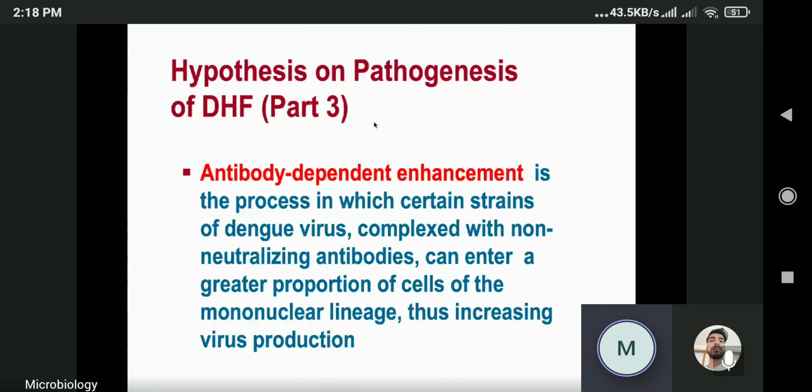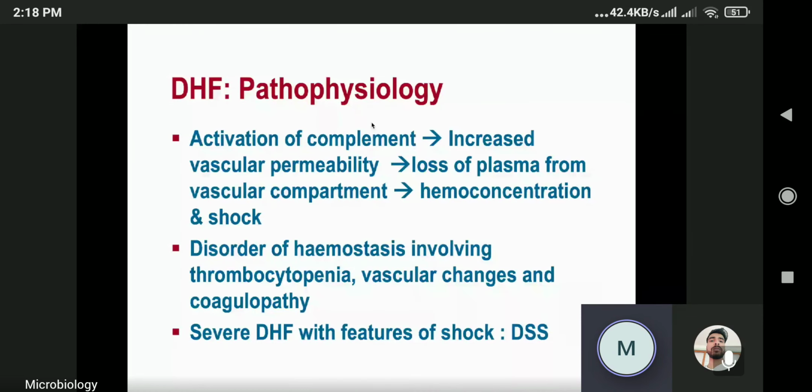Okay, so what happens in the severe condition? There will be active activation of the complement, so that there will be active production of complement byproducts that increase vascular permeability. Okay, that is, vascular leakage will be there. Due to the vascular leakage, there will be hemoconcentration, and the patient may go into shock.